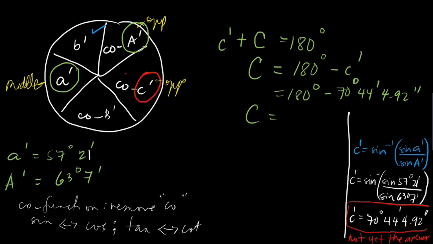So the answer is 109 degrees, 15 minutes, and 55.08, so that is 55 seconds. Okay. So this is another part of the quadrantal triangle.